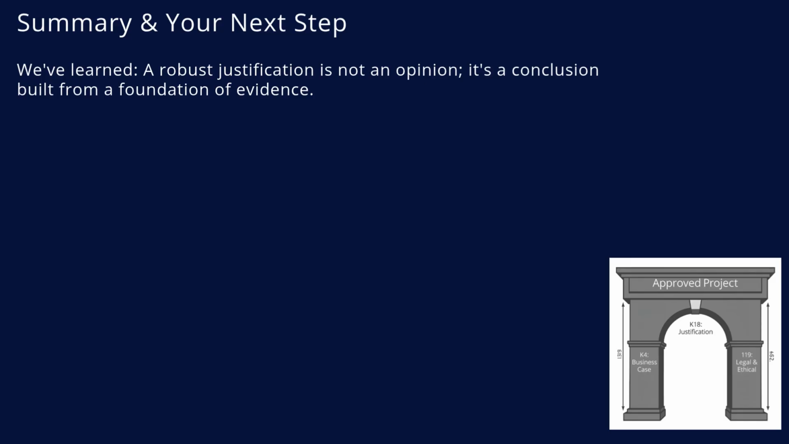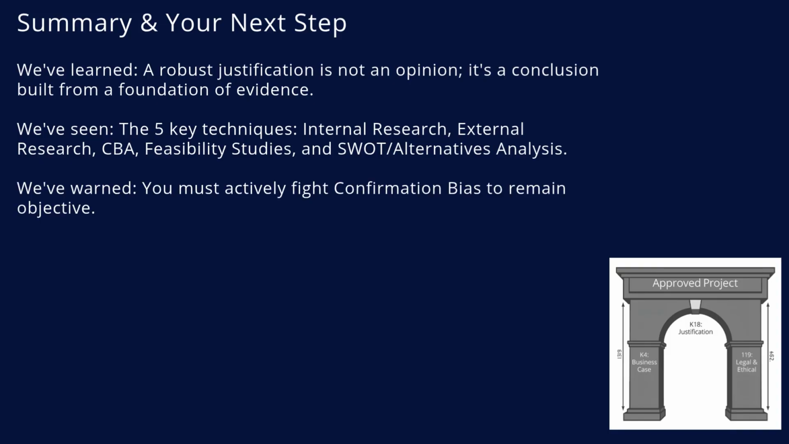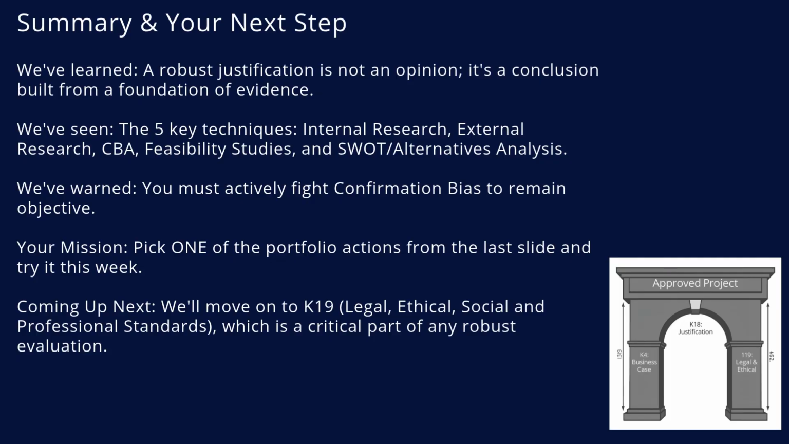Let's do a quick recap. Today, we've learned that a robust justification is not an opinion, it's a conclusion built from a foundation of evidence. We filled our toolkit with 5 key techniques: internal research, external research, cost-benefit analysis, feasibility studies, and SWOT analysis. And we've had that professional warning about our own confirmation bias, and the discipline it takes to fight it. Your mission for this week is simple: pick one of the portfolio actions from the last slide. Just one. Do a mini feasibility study. Do 20 minutes of competitor research. Just practice thinking in this new, structured way.